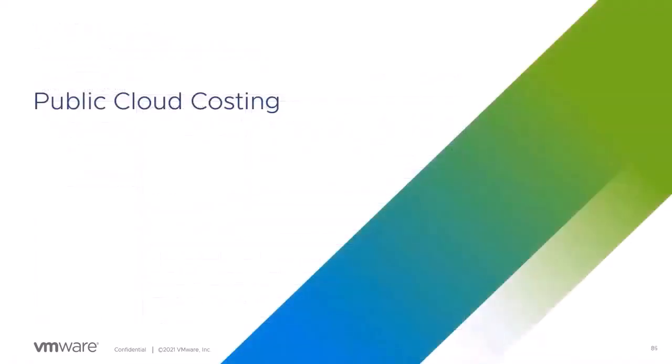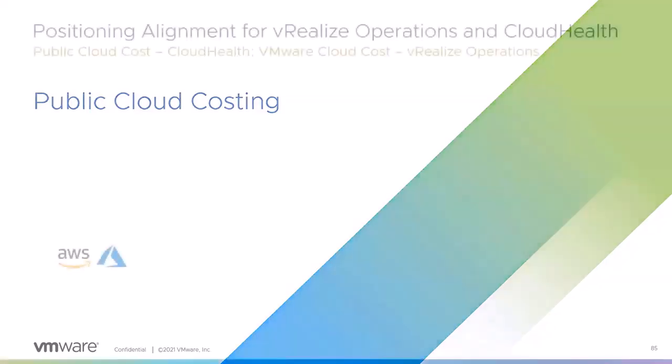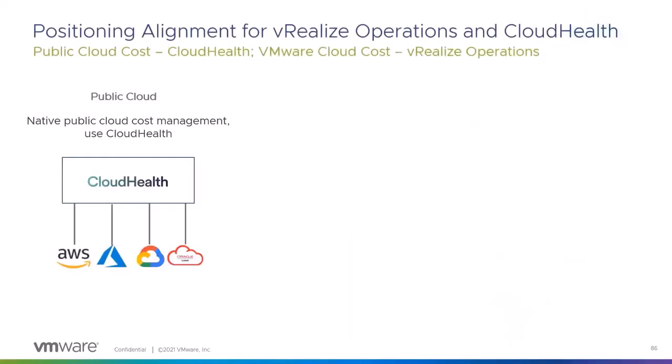So the next thing I want to talk about is from a public cloud perspective. Previously, everything I've been talking about is for vSphere clouds. I just want to touch on public clouds really quick. So you may or may not be aware, VMware has two different costing solutions. The one is vRealize Operations, which is what I've been talking about so far. And then the other one is CloudHealth. And I'll talk about when you would use one versus the other.